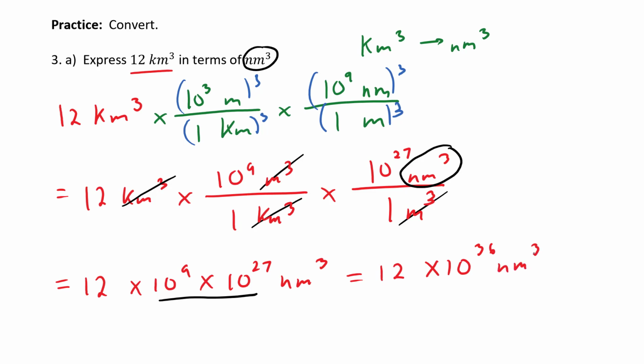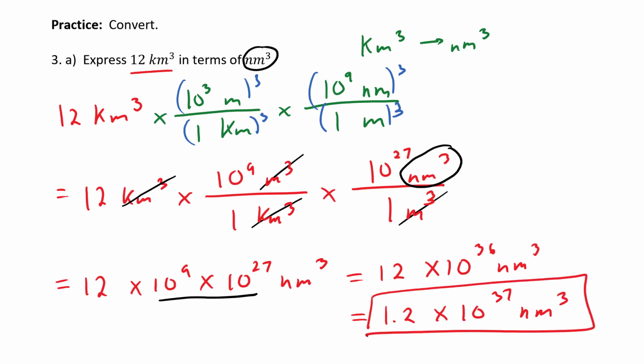This is not in proper scientific notation. 1.2 times 10 to the 37 nanometers cubed. Now ask yourself, does that make sense? 12 kilometers cubed is a very large volume. Compare that to nanometers cubed. There's going to be a whole lot of nanometers cubed in 12 kilometers cubed. Therefore, it makes sense that this unit here is positive 37.